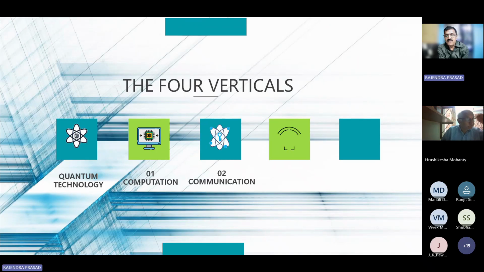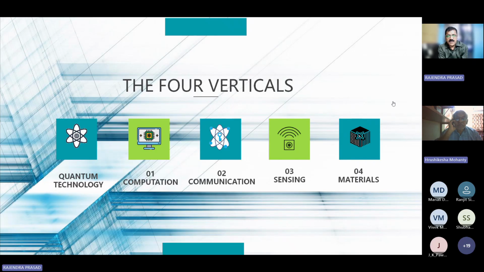Now, we are given guidelines by both National Quantum Mission and AICTE that there shall be 4 verticals. The 4 verticals are with respect to the technology involved, different dimensions and domains. One is computation, the other one is communication, third one is sensing, and the fourth one is materials. So I've only left out the word quantum in each, but it is quantum computation, quantum communication, quantum sensing, and quantum materials.